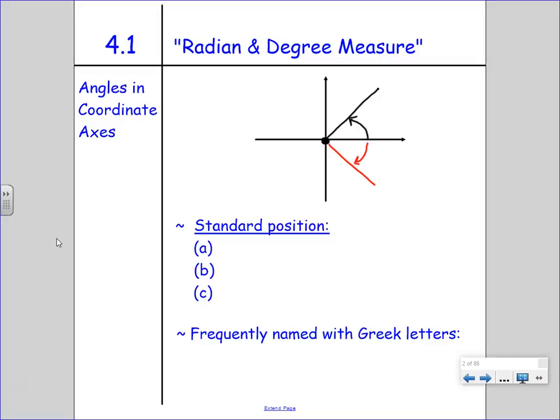Okay, so standard position of an angle, but not just any angle. We're not talking about like bless you. Anytime you measure an angle, there has to be a little XY plane, but we're talking right now specifically about angles in XY planes, coordinate axes, okay?